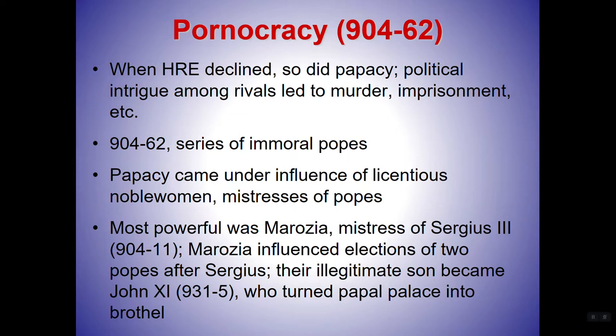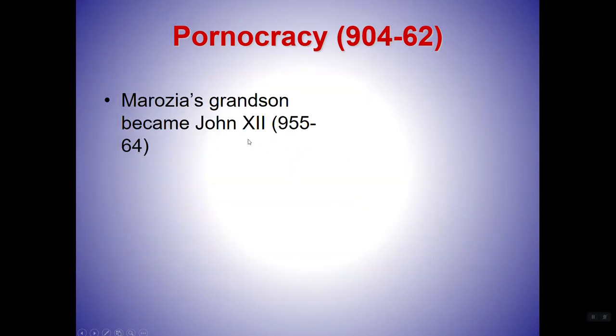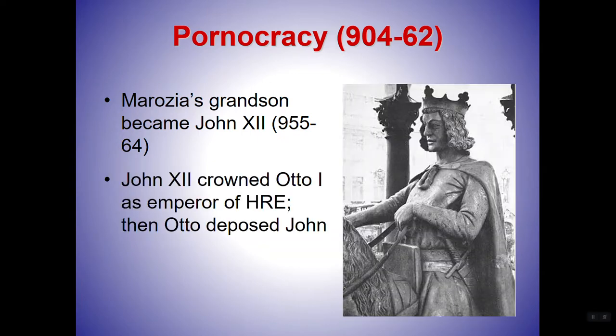One was their illegitimate son, who became John the 11th, and he reigned from 931 to 935, and during his reign, he turned the papal palace into a brothel, all right, where prostitutes were housed, providing him all kinds of sexual exploits. Now, Marozia's grandson became Pope John the 12th, and he reigned from 955 to 964. John the 12th is the one who crowned Otto I as Emperor of the Holy Roman Empire.